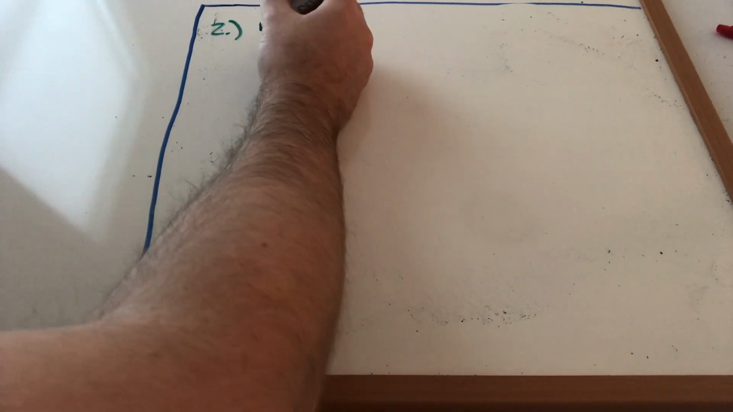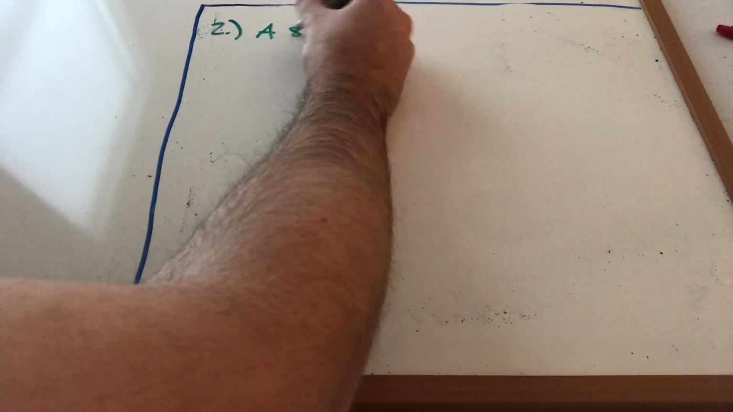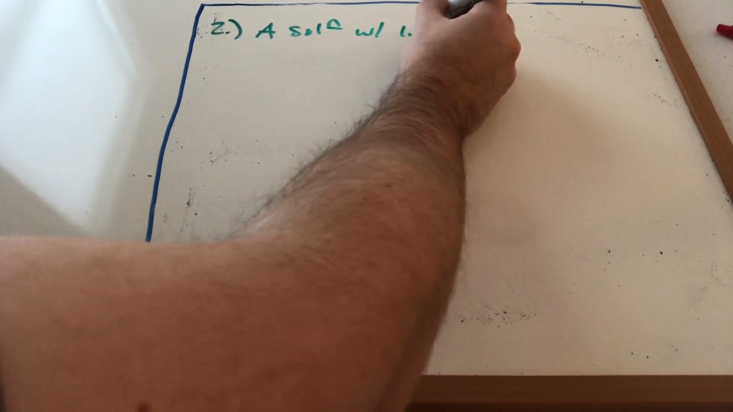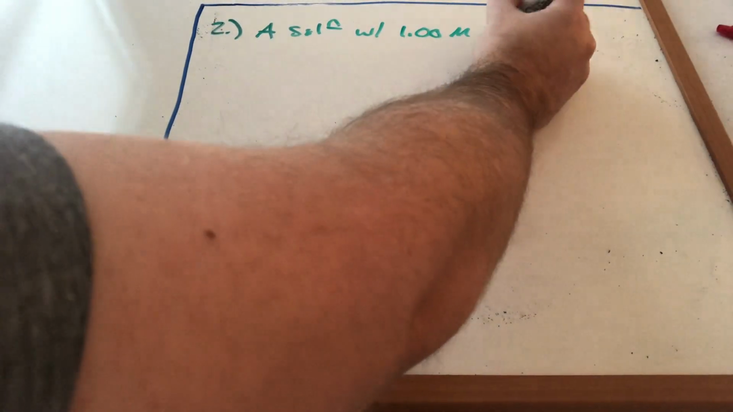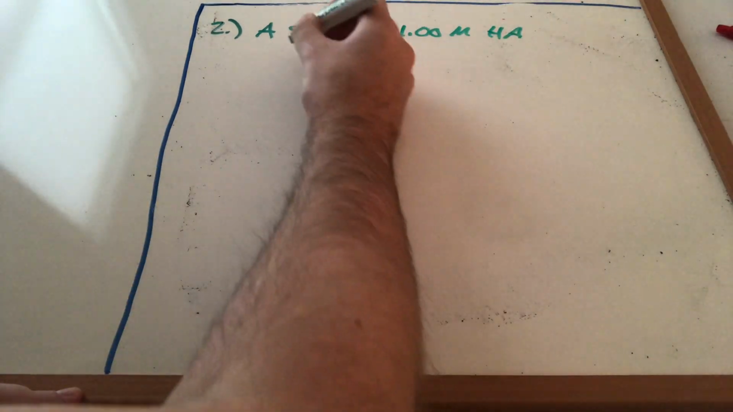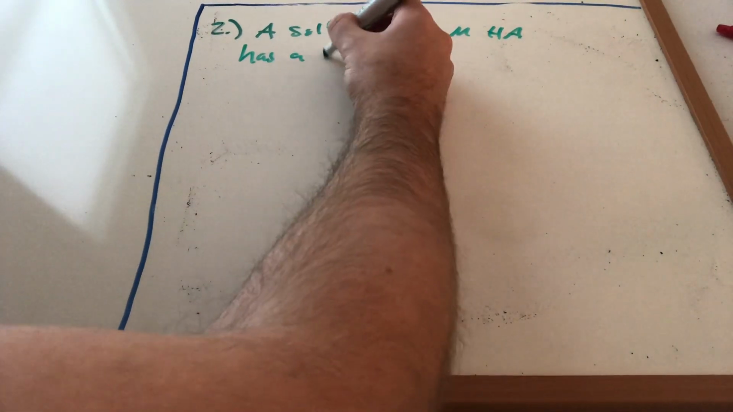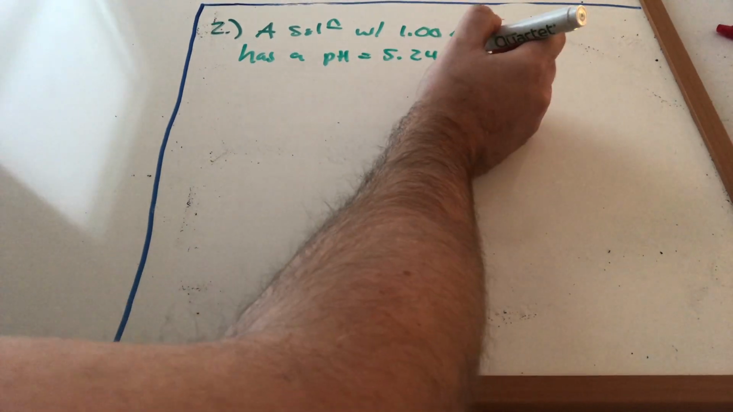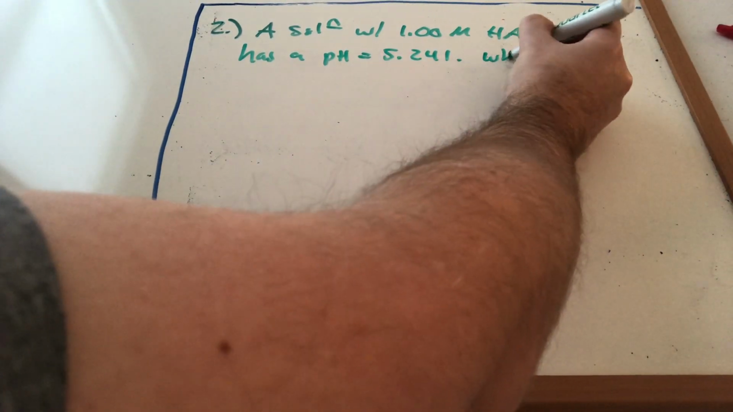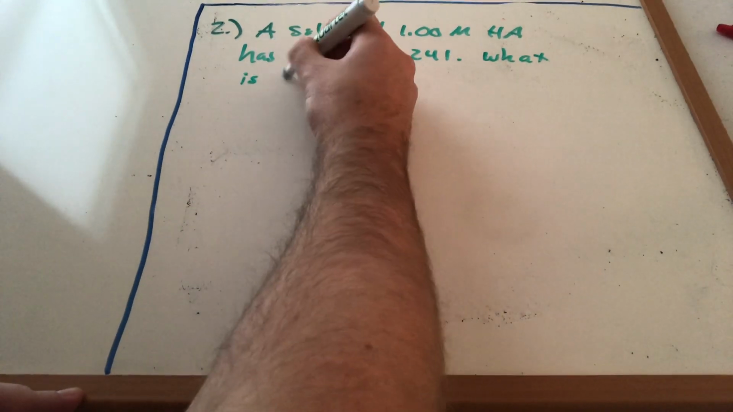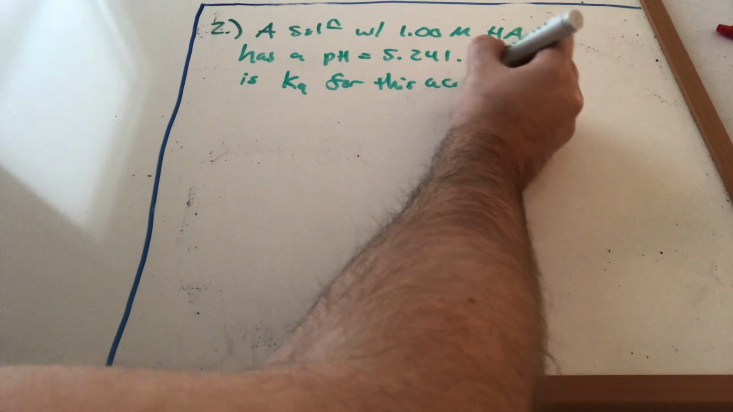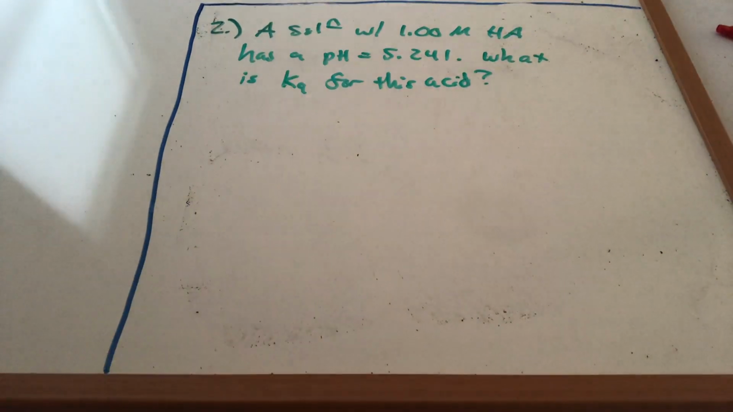So for 2, right, a solution with 1.00 molar HA has a pH that's equal to 5.241, right? What is Ka for this acid? All right, what is Ka for this acid?